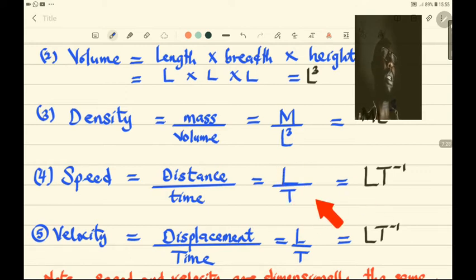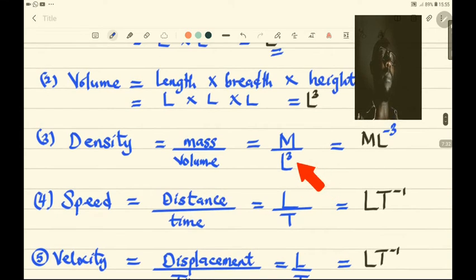So now when this T goes up, like we did for density, it will become LT minus 1. So this is the dimension for speed.